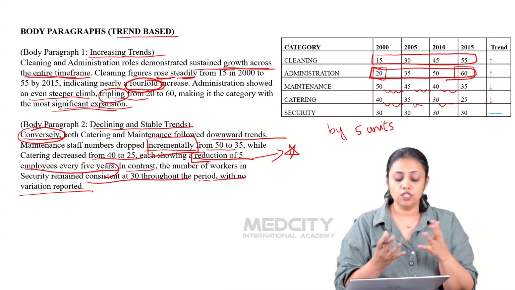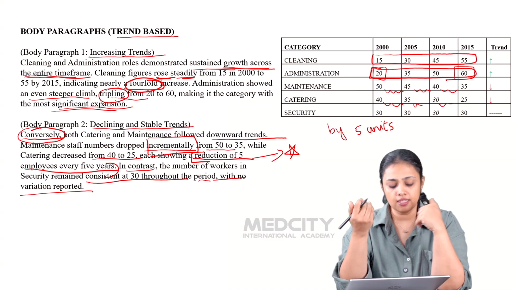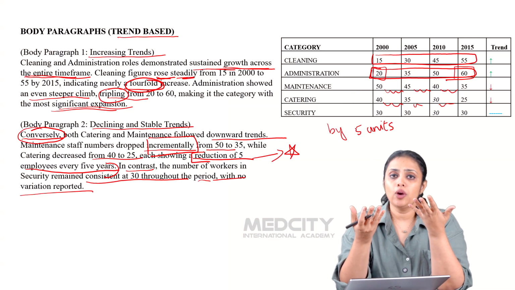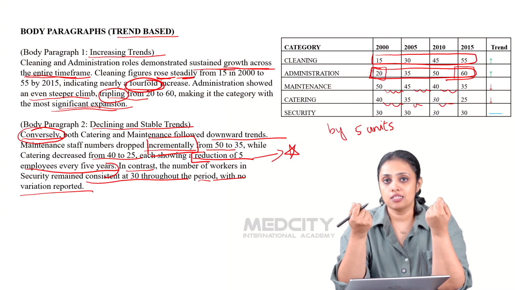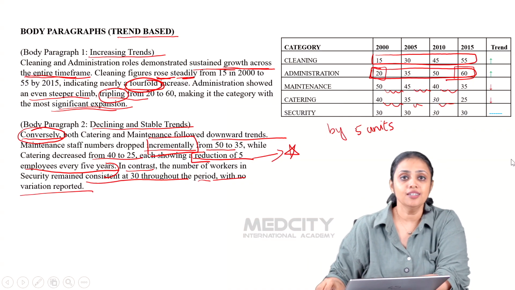So, like we have seen two variations of body paragraphs. One is like time period based and the other one is trend based. So which one you have to opt, it all depends on your writing skill, how well you are able to use the language to portray the trends.